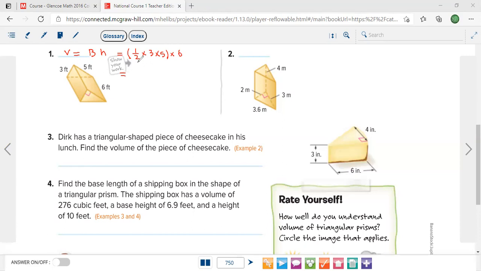So half multiplied by 3 multiplied by 5, it's like half multiplied by 15 multiplied by 6. Of course, you can find the half of 15, like 7.5, and multiply by 6, it's okay. But it's easier now to find the half of 6. Half of 6 is 3, and 3 multiplied by 15 is easy, which is 45 feet cubed.